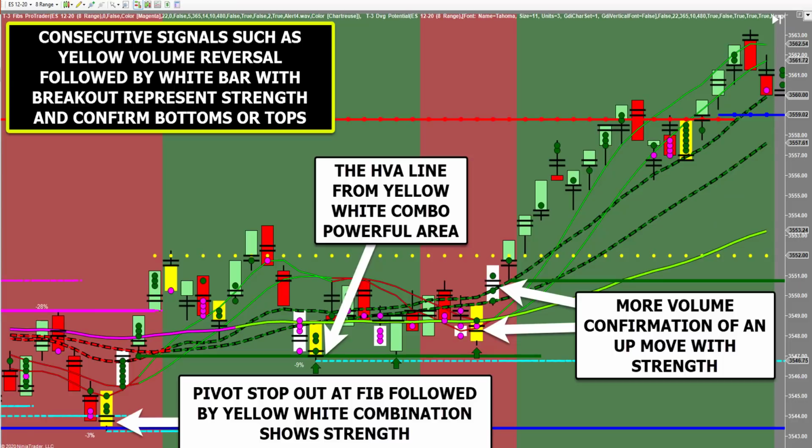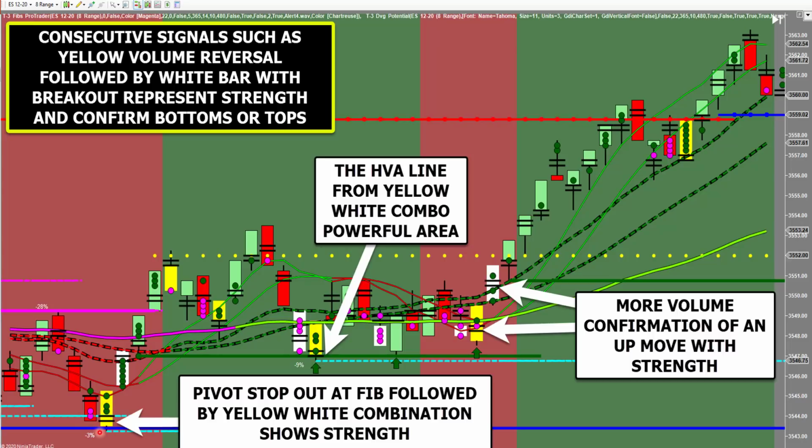Now, one other pattern that we look at, and we'll show you how we put all this together once we get through the monotony of going through the basics: consecutive signals, and usually it's a yellow bar, white paint bar. Sometimes it could be an antenna bar and a white paint bar, or a stranded sellers and a white paint bar. Usually the white paint bar is second. What this means, especially if it's from the right spot, is it shows a lot of strength in the top or bottom that you're looking at.